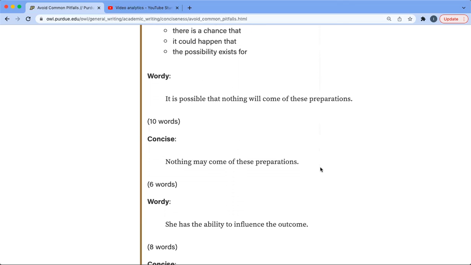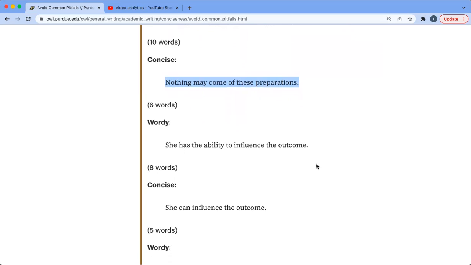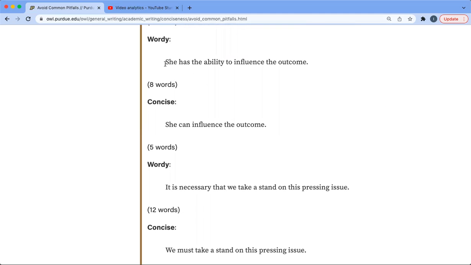It is wordy, obviously. If I say, it is possible that nothing will come of these preparations, I can say, nothing may come out of these preparations. You can try the next one, which is really wordy. These are just the sample answers that I provide.